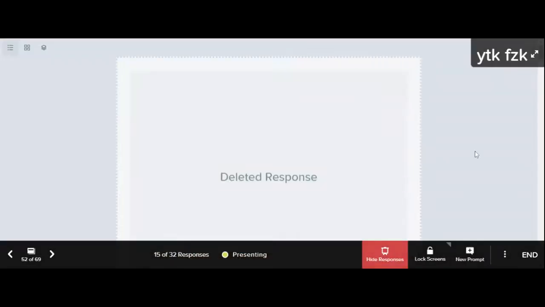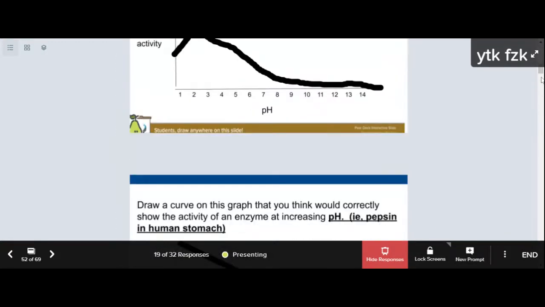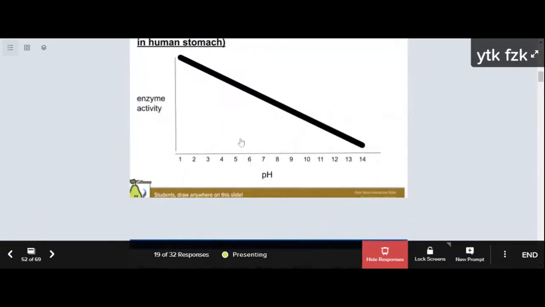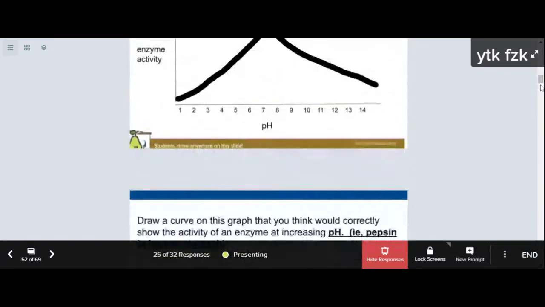Okay, let's see what you thought. All right, let's take a look. Yeah, that's about right. It would peak in the acidic area, right down. And it really would, instead of a straight line, there is actually more of a sine curve with the peak around, believe it or not, 2. Can you believe the stomach is that acidic?